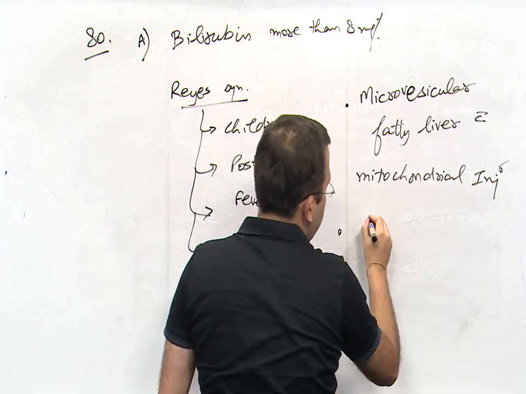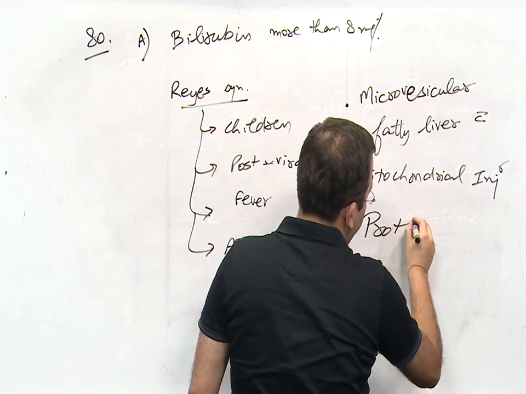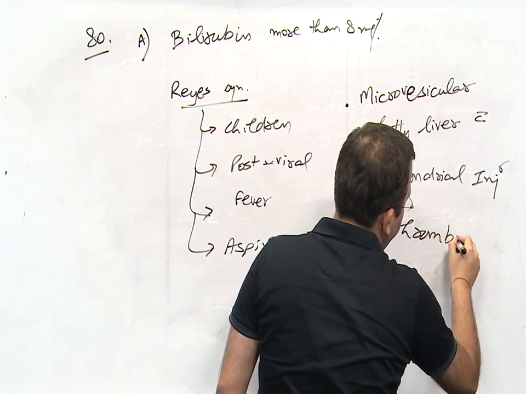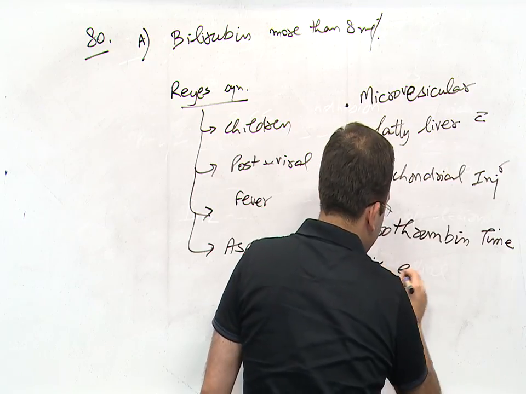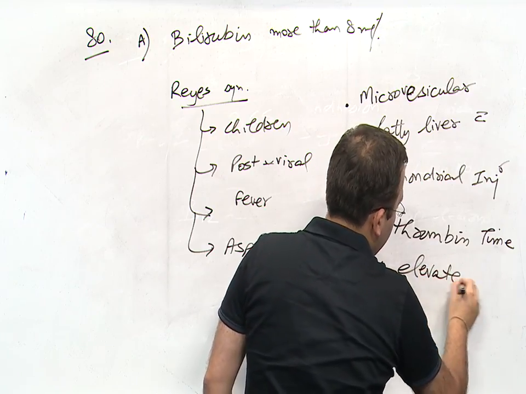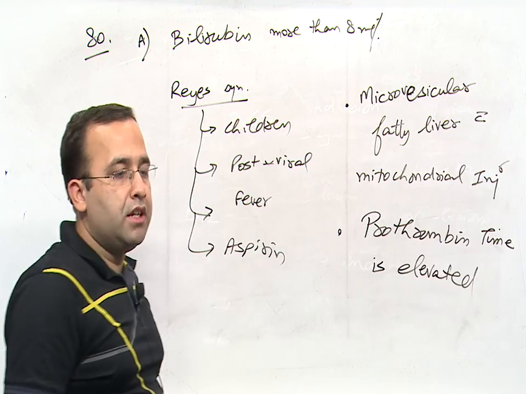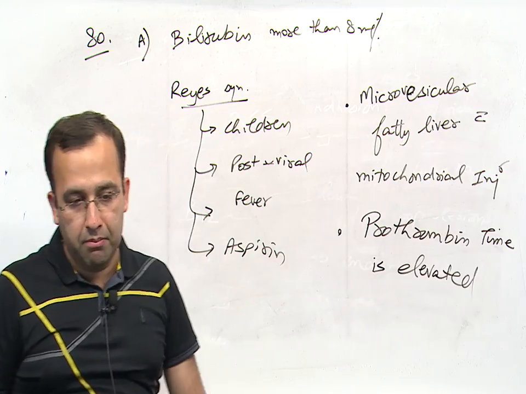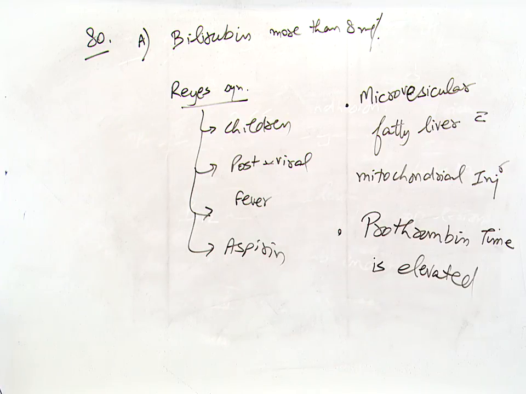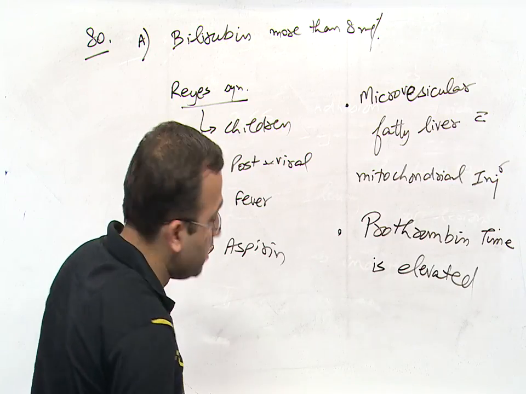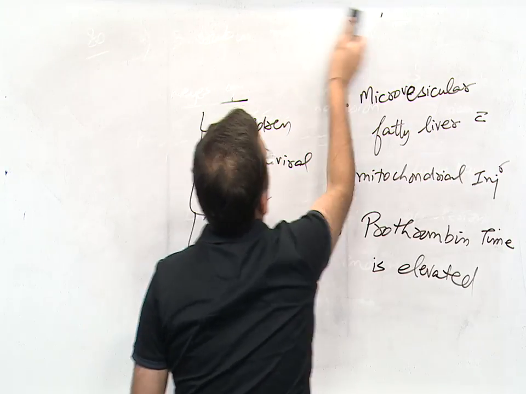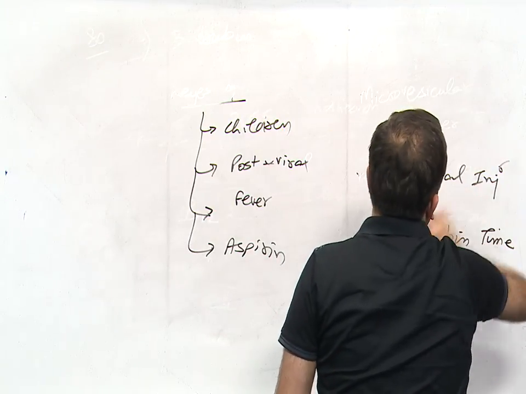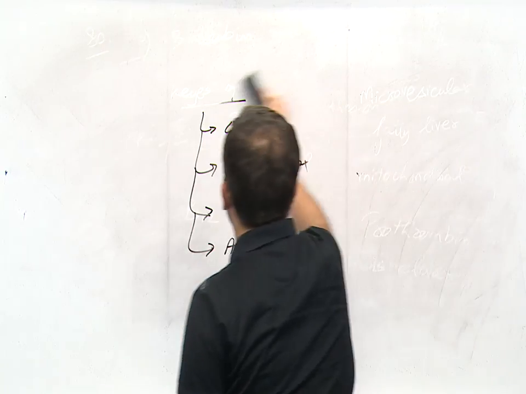Next point, in Reye syndrome, prothrombin time, that is PT, is elevated. Done. This is Reye syndrome. Bilirubin levels are less than 8 milligrams per deciliter.